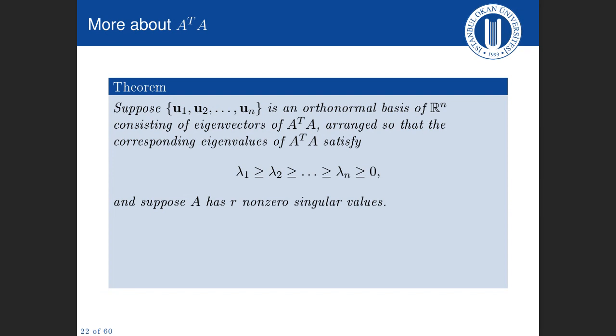And we're going to suppose that A has R non-zero singular values. So when we write down the list of the singular values, or even when we write down the list of these eigenvalues, we might expect we have some numbers 5, 4, 2, 1, etc. at the start, but then after that it's all zeros. How many of these are not equal to 0? We're going to say we have R singular values, or R eigenvalues, which are not 0.